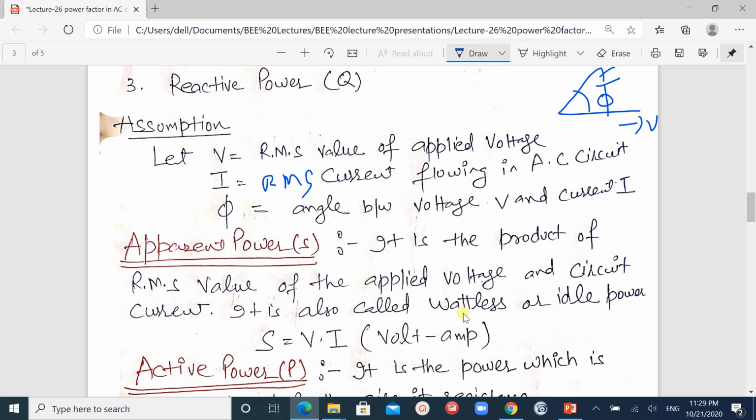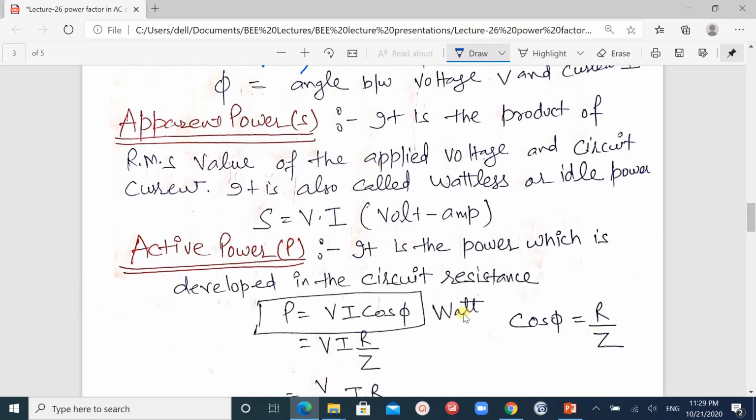So first we talk about the apparent power. It is the product of the RMS value of the applied voltage and circuit current. It is also called wattless or idle power. S equals VI, and its units are volt ampere.